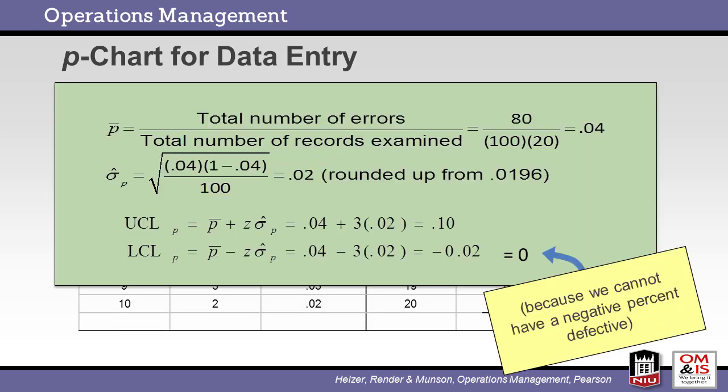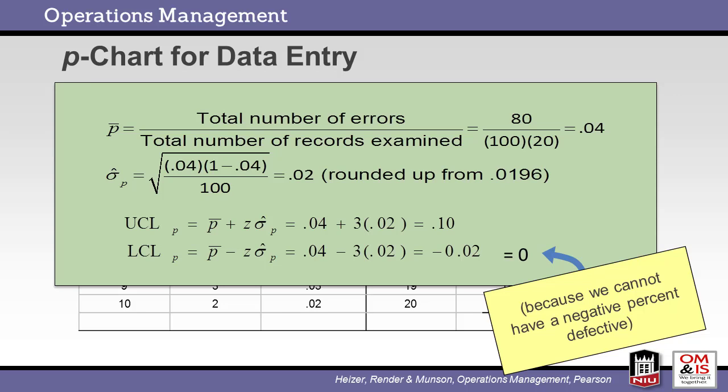Using this data, we start by calculating p bar using the total number of errors, 80, divided by the number of records checked, which is 20 samples times 100 records each. We find that p bar equals 0.04. Substituting the value of p bar and n into the standard deviation equation, we get a value of roughly 0.02.